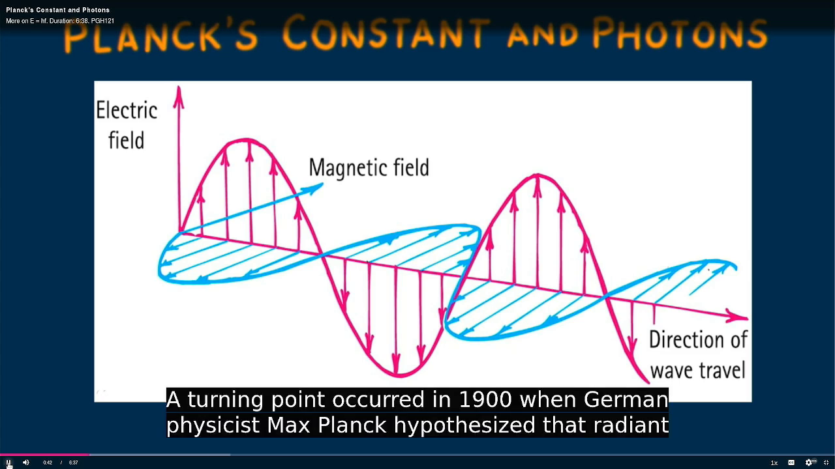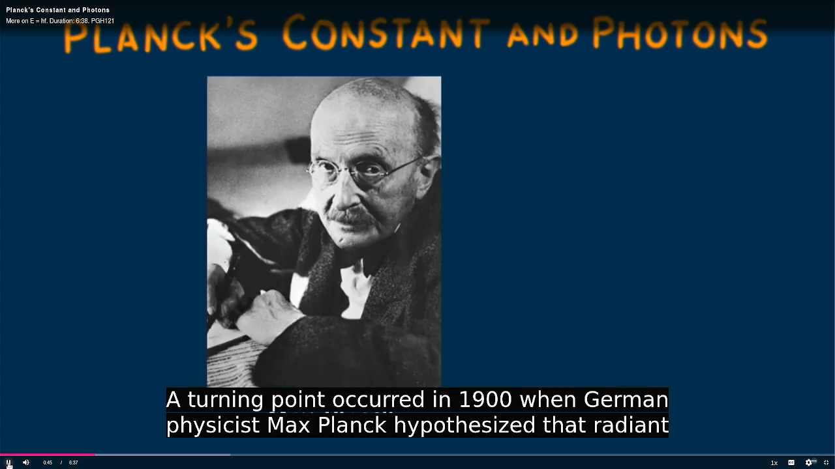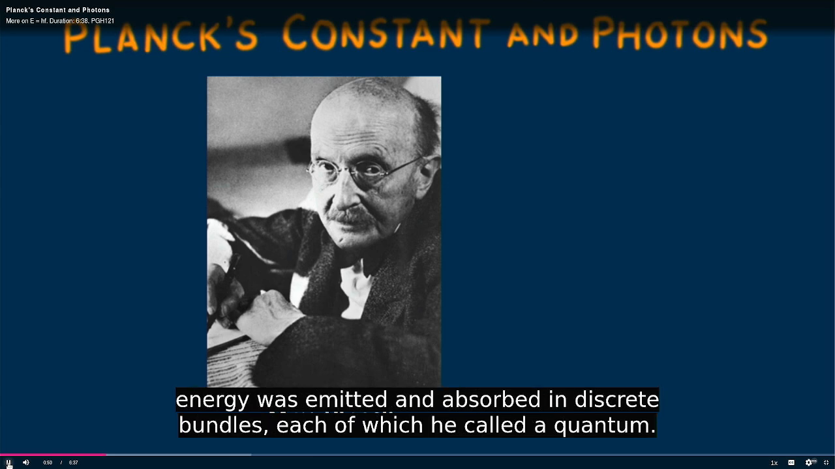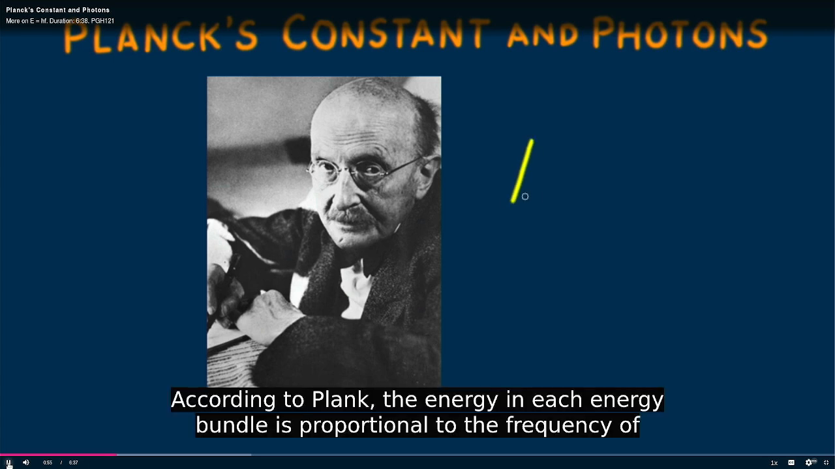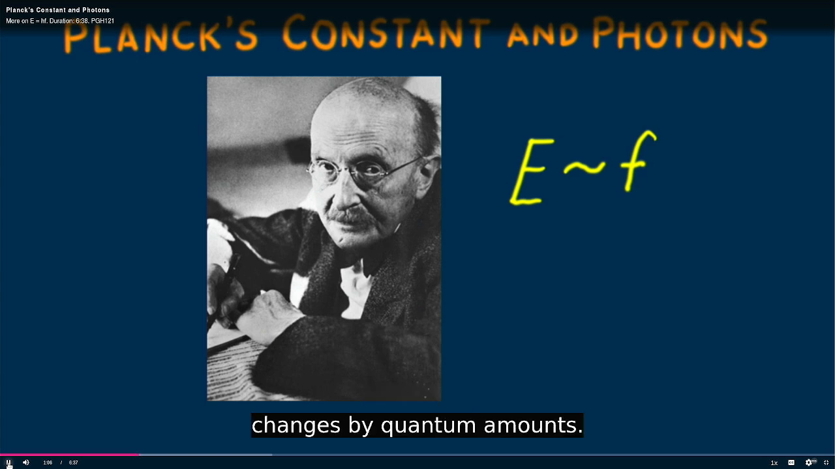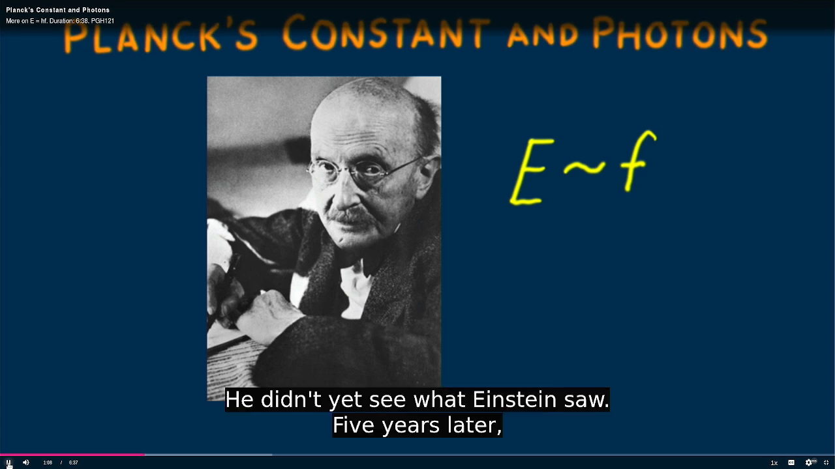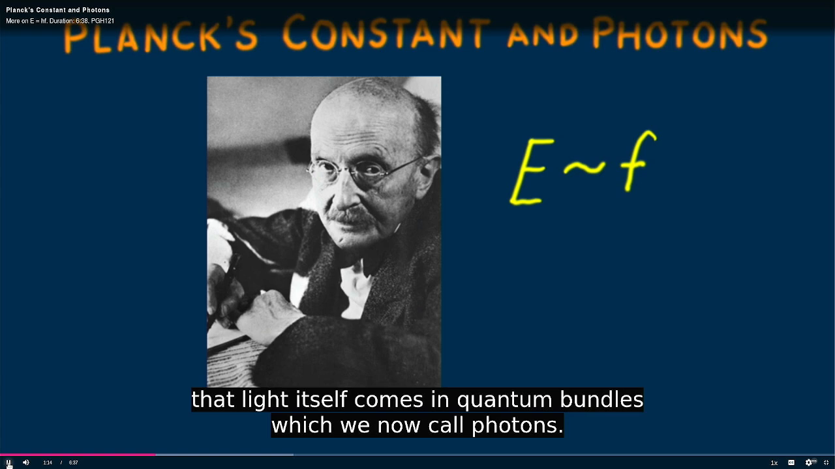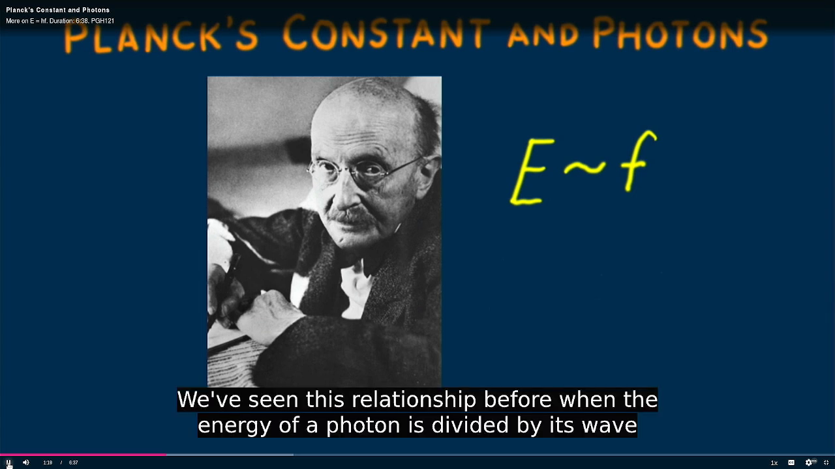A turning point occurred in 1900 when German physicist Max Planck hypothesized that radiant energy was emitted and absorbed in discrete bundles, each of which he called a quantum. According to Planck, the energy in each energy bundle is proportional to the frequency of radiation. Planck imagined that the energy of matter changes by quantum amounts. He didn't yet see what Einstein saw 5 years later, that light itself comes in quantum bundles, which we now call photons. We've seen this relationship before.